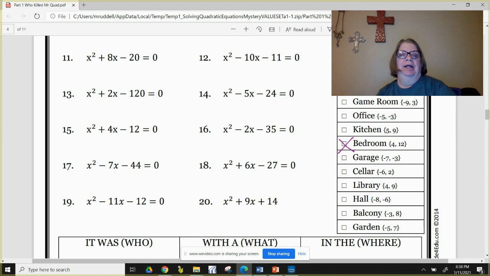Okay, and we know that's not the location where somebody killed Mr. Quad. When you finish all 20, you'll have one person left, one object left, and one location left, and that's what goes in the bottom. Okay. You're going to work on this today and tomorrow and finish it up. You're going to work on this, finish this. You have today and tomorrow, and we're good to go.